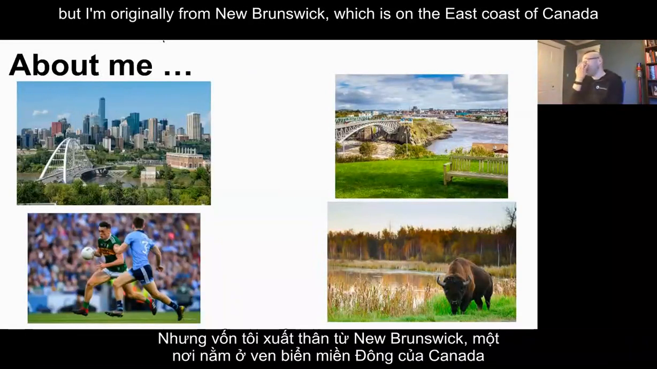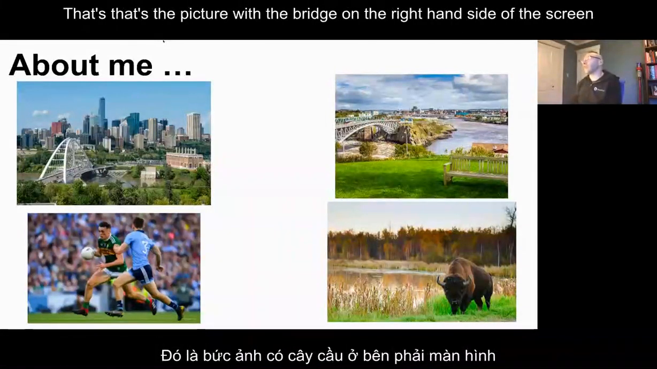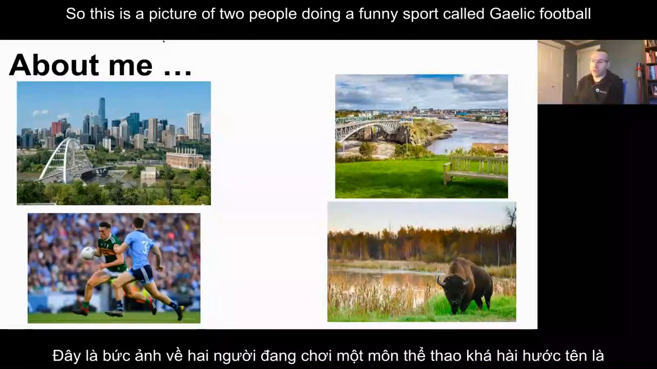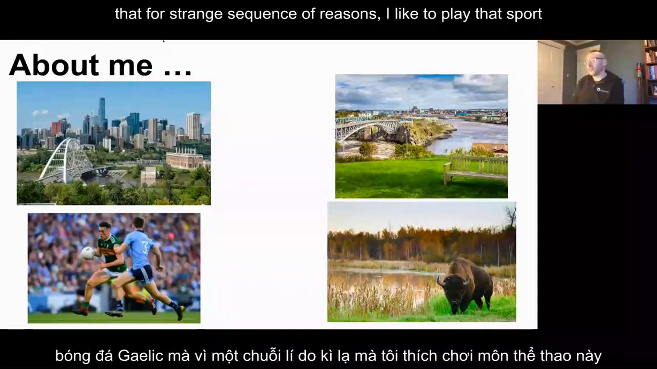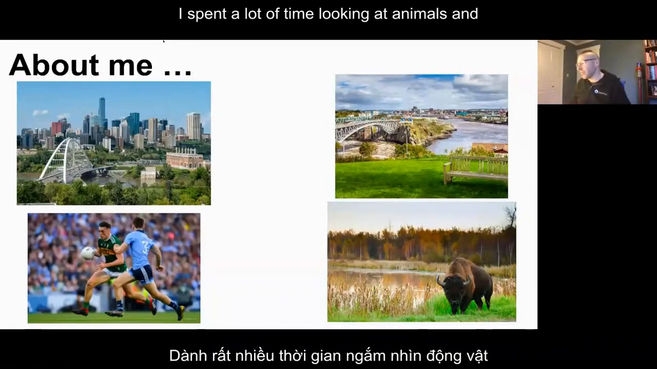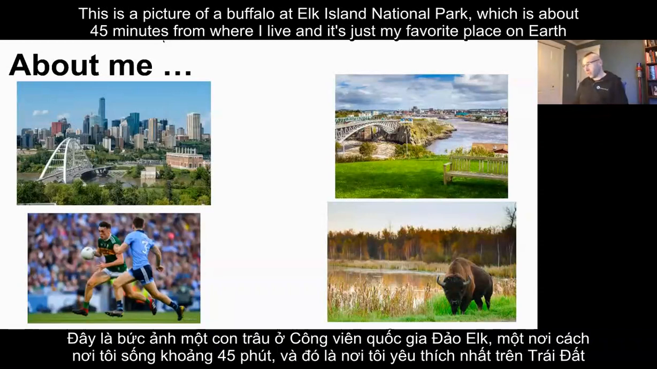But I'm originally from New Brunswick, which is on the east coast of Canada. So it's right beside Maine in the US, if you know where that is. That's the picture with the bridge on the right-hand side of the screen. And I also want to tell you a couple of things that I like to do. So this is a picture of two people doing a funny sport called Gaelic football that, for a strange sequence of reasons, I like to play. And I'm also a really big fan of nature. I spend a lot of time outdoors. I spend a lot of time looking at animals. And this is a picture of a buffalo at Elk Island National Park, which is about 45 minutes from where I live, and it's just my favorite place on earth.